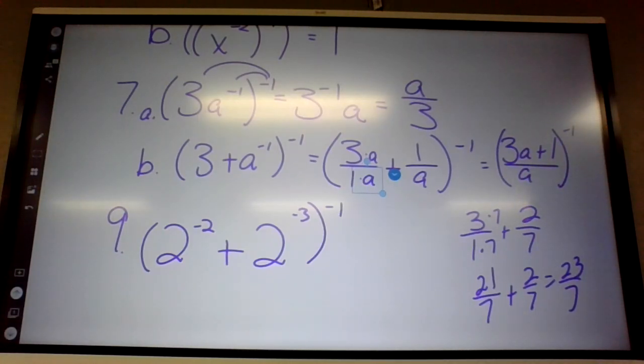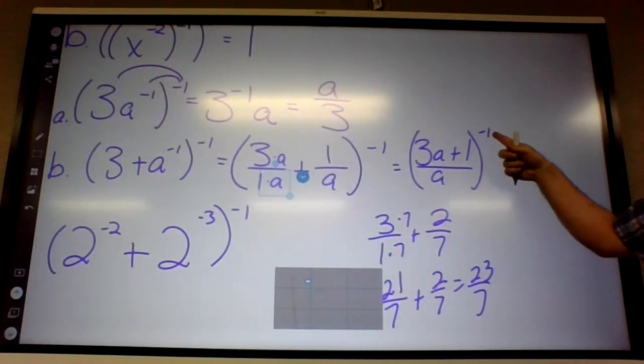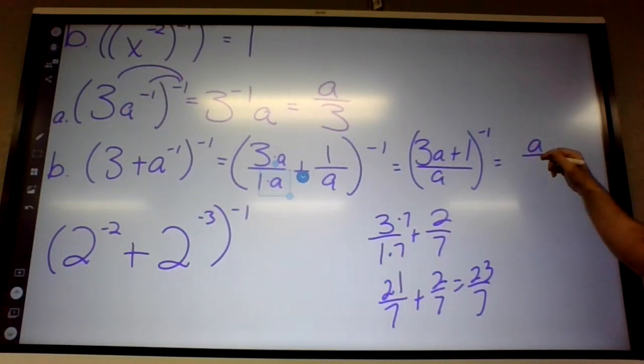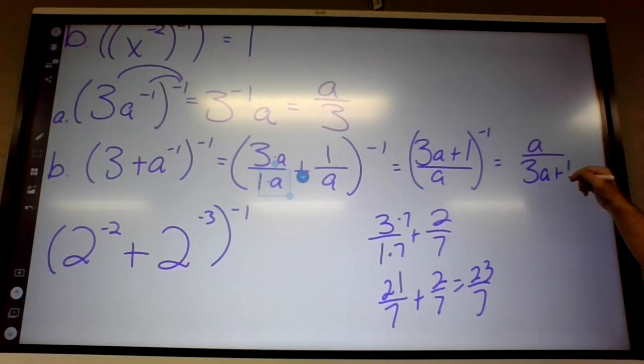That wasn't too bad. What's that to the negative 1 power? What's it, A over it? It flips it upside down. Oh, dang, man, that's hard.